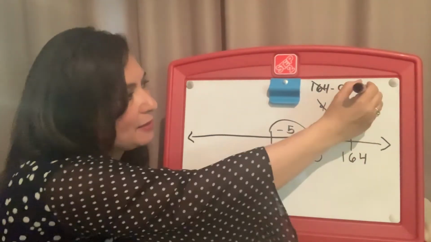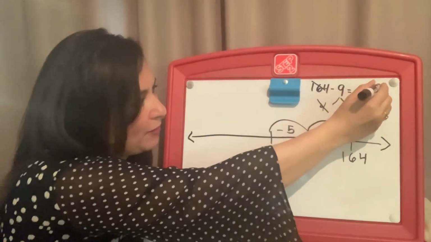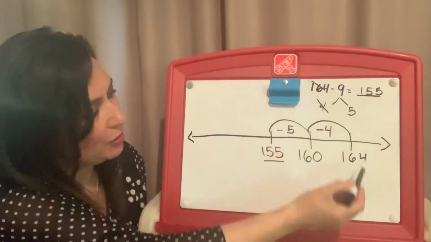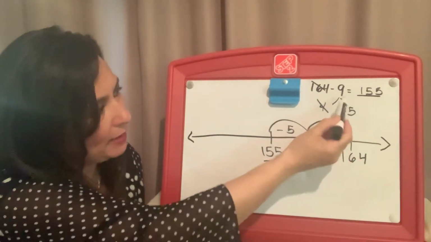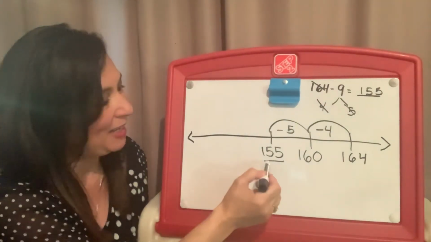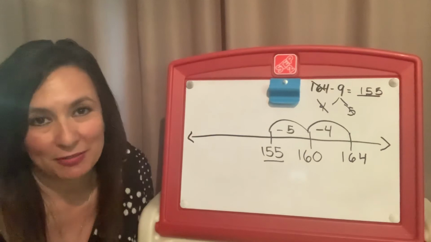My difference is 155. I can double check my work. I positioned 164. I needed to subtract 9. 4 plus 5 is 9, and my difference is 155.